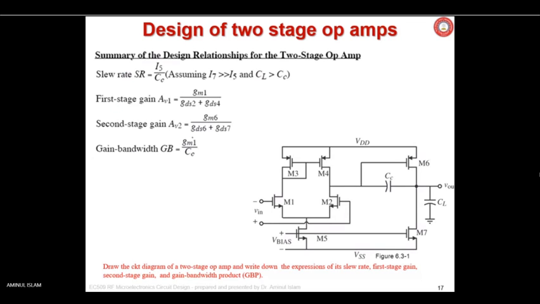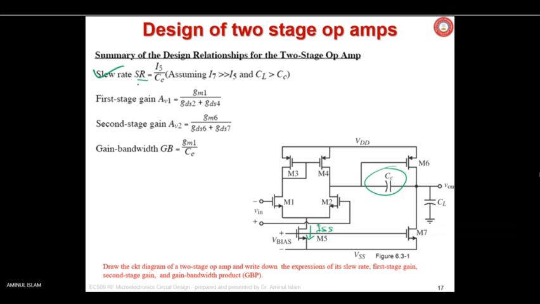I have put here that slew rate SR is defined as I5 by CC. I5 means the current to this one, ISS we have seen earlier. So SR is ISS divided by CC. This is the compensating capacitor, the Miller compensating capacitor. One block is there, the compensation circuitry. So this is the Miller compensation capacitor.